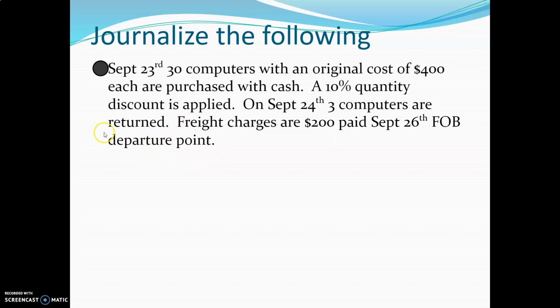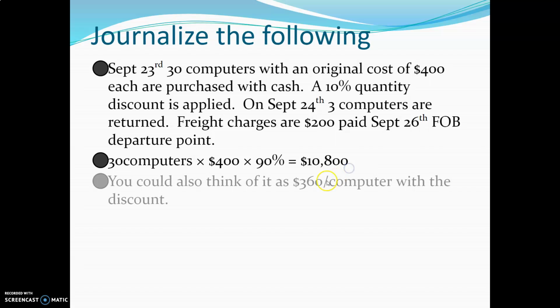All right, there's a lot going on here, so let's begin. We should start with the numbers. We've got 30 computers, $400 original cost. This is before the discount. With a 10% discount applied, we are purchasing these at 90% of the price. 90% of 400 means 360, and we got 30 computers. So 30 times 400 times 90% will give us the overall cost of these computers, which is $10,800. Now, you also could think of this as $360 per computer with the discount.